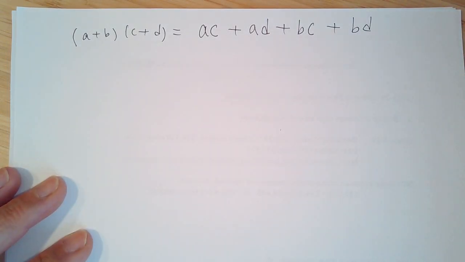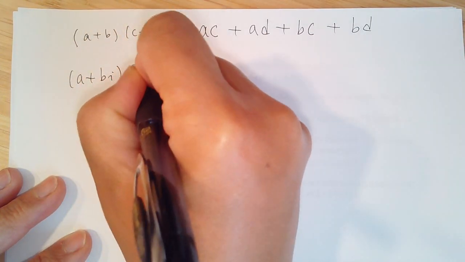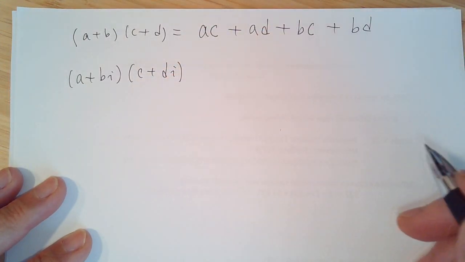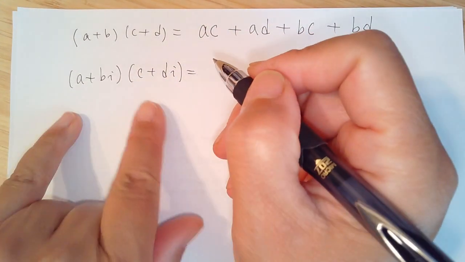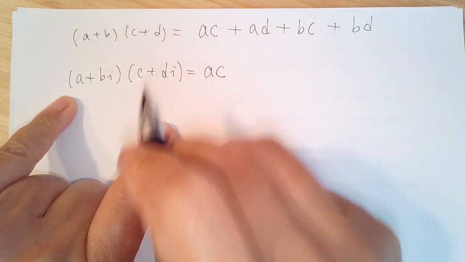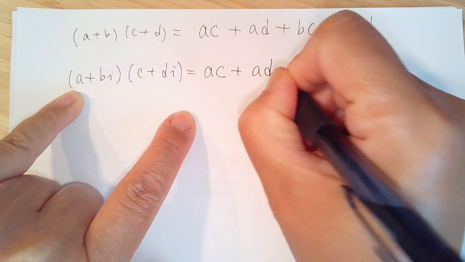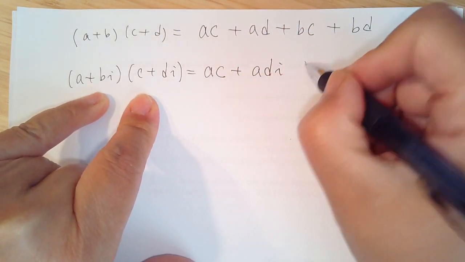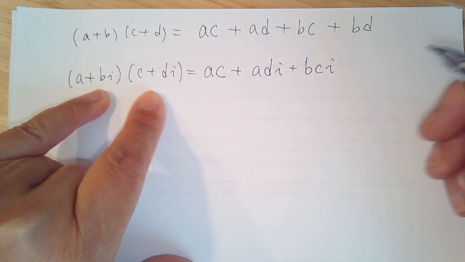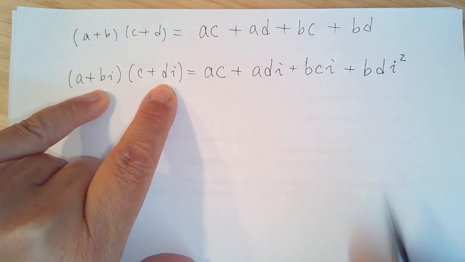What about if you have an i? Say if you have a plus bi times c plus di. Again, we use the same procedure. That will be first times the first, a times c, AC. Outer, a times di, which is ADi. Don't forget this i. Inner, which is BCi, right? These are three letters. And the last one is BD and i squared.